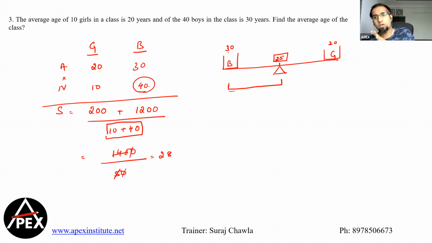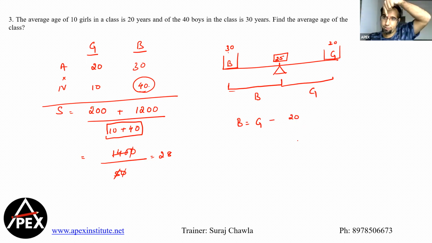Similarly, if I have more girls, then the average will lie between 20 and 25, if the weight is more here. Let's say number of girls and number of boys. So the logic is quite simple. If the number of boys is equal to the number of girls, then it will be at the midpoint. In that case, you can do (20 plus 30) by 2, because that will be the midpoint.